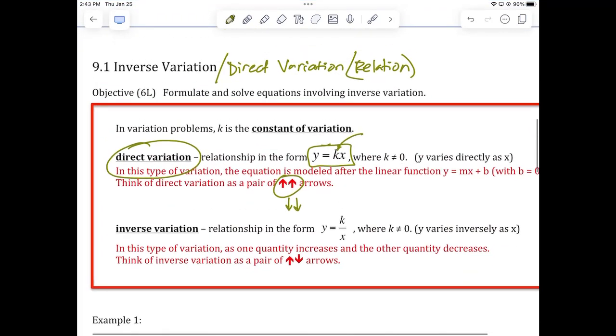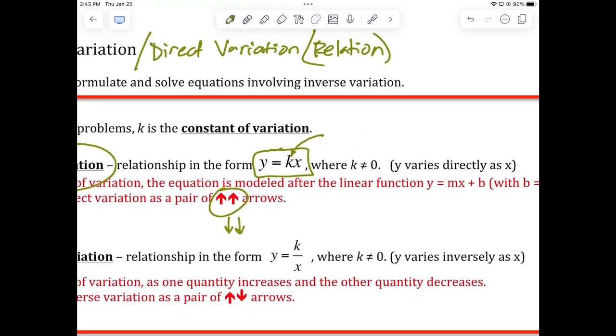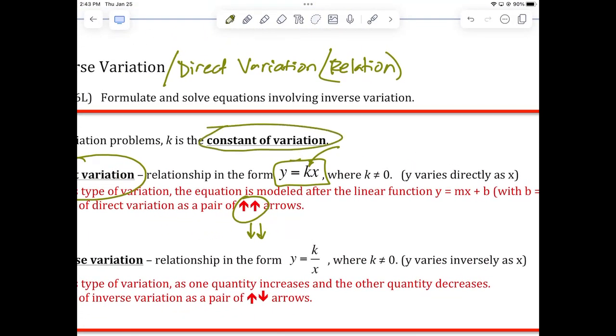K is called the constant of proportionality. It says that somewhere in here. Constant of variation, constant of proportionality, either one. This is being multiplied by X. We take our constant of variation and multiply by X.